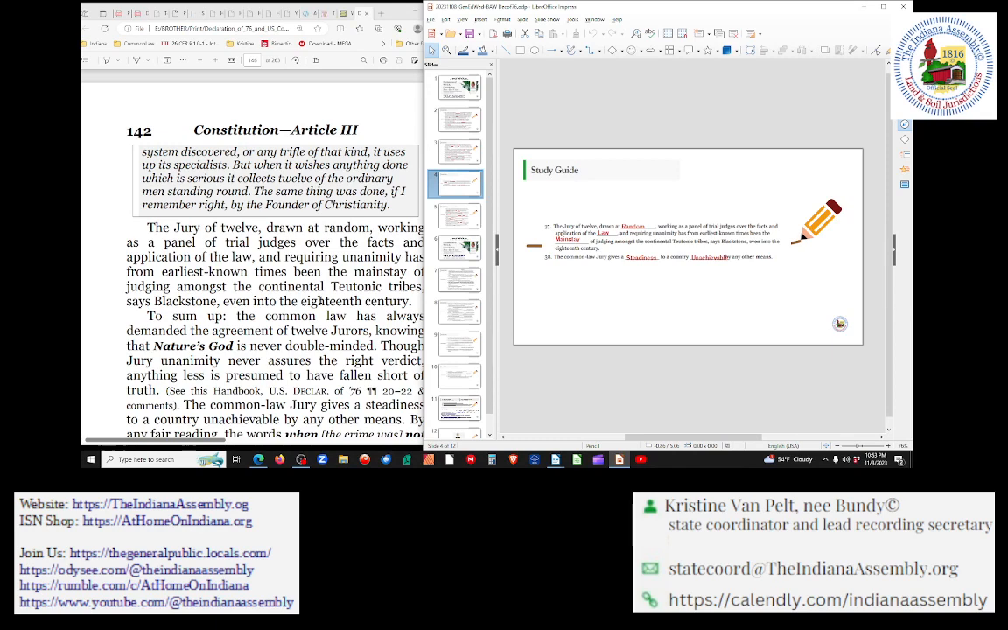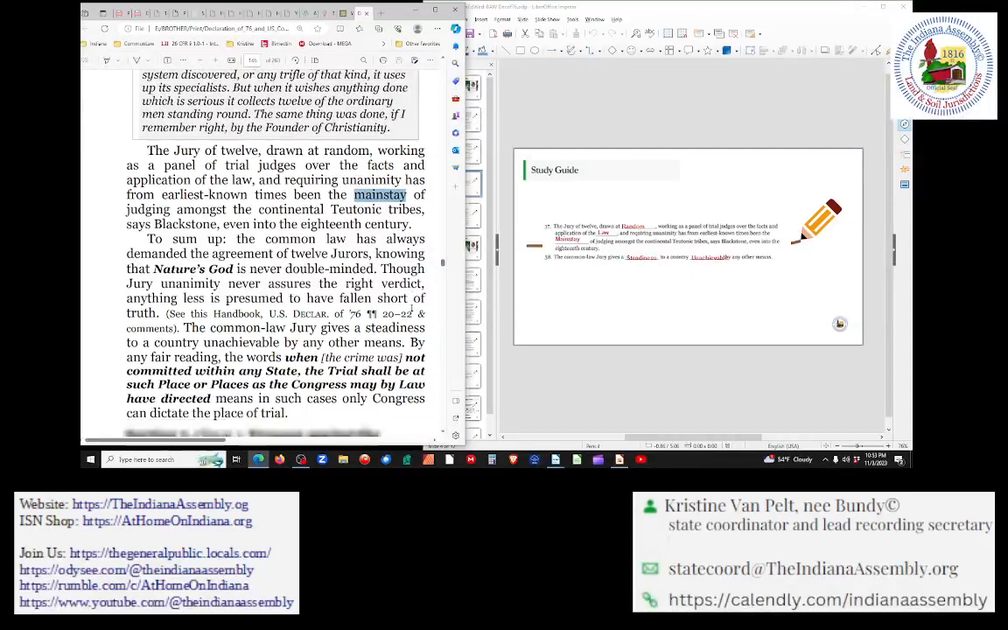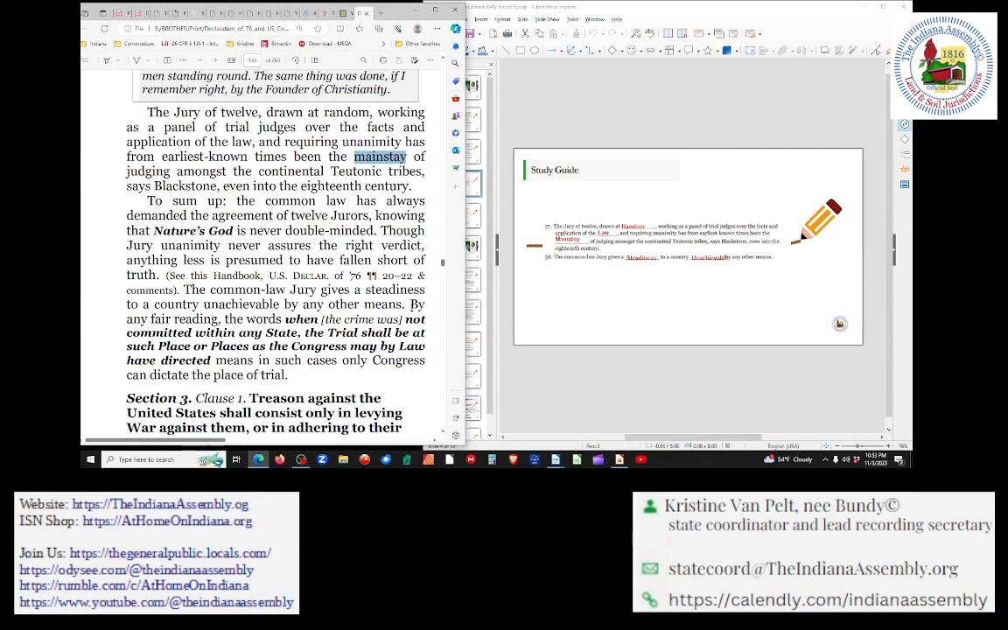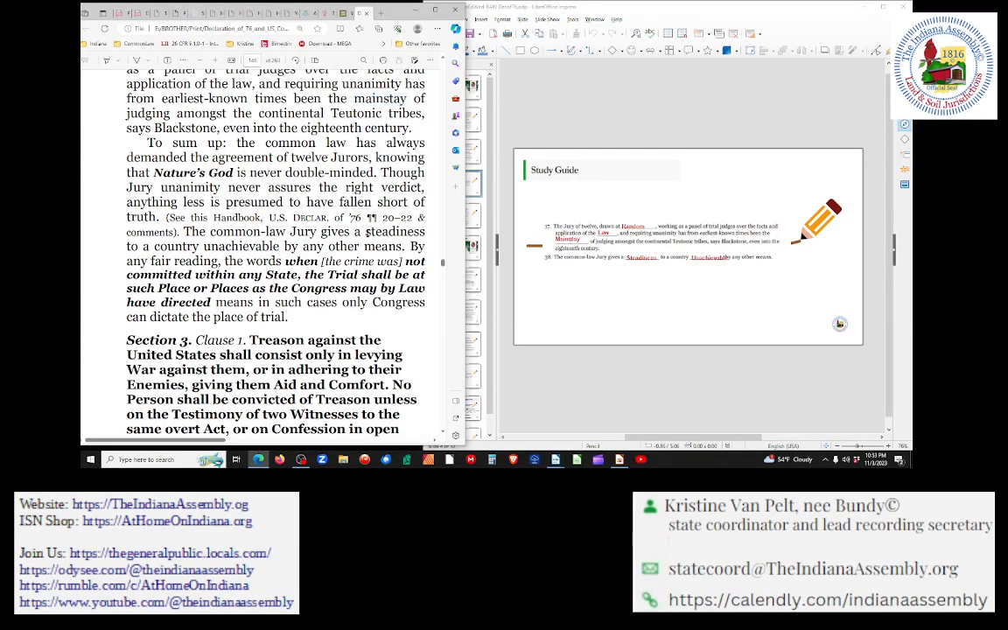All right. The jury of 12 drawn at random, working as a panel of trial judges over the facts and application of the law, and requiring unanimity, has from earliest known times been the mainstay of judging amongst the continental Teutonic tribes, says Blackstone, even into the 18th century. Number 38, the common law jury gives a steadiness to a country unachievable by any other means.